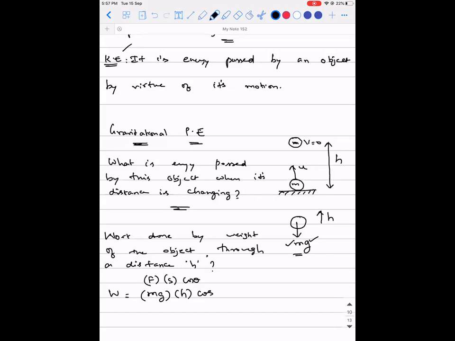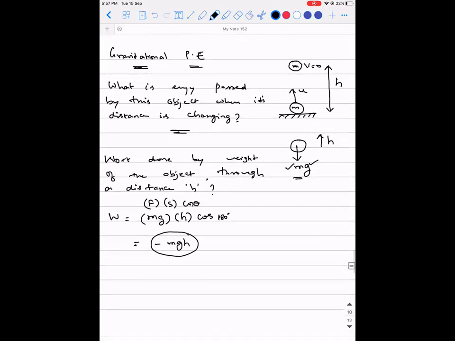What is the angle between mg and h? 180. Yes, it is 180. Cos 180 is minus 1, so it will be minus mgh. Have you ever seen this formula? You have already seen this, right? What is the name of this?